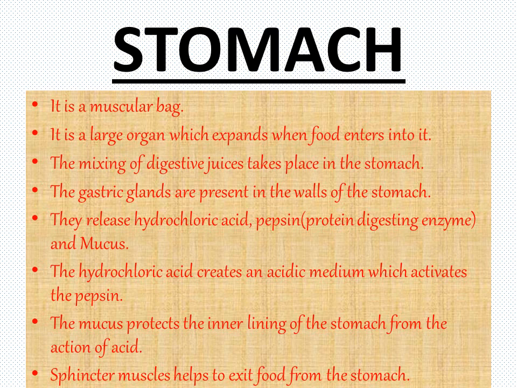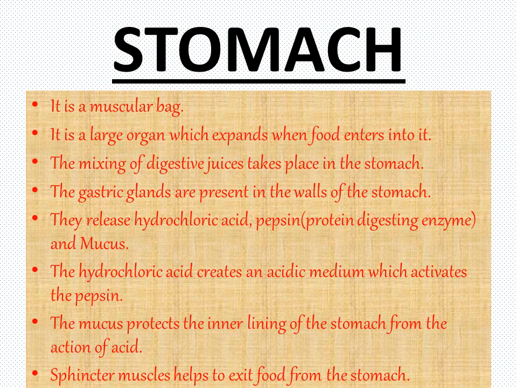Now the stomach walls also have gastric glands. The stomach walls have many glands present on them, and they release hydrochloric acid, pepsin, which is a protein digesting enzyme, and mucus. So the gastric glands present in the walls of the stomach release hydrochloric acid, pepsin, and mucus.